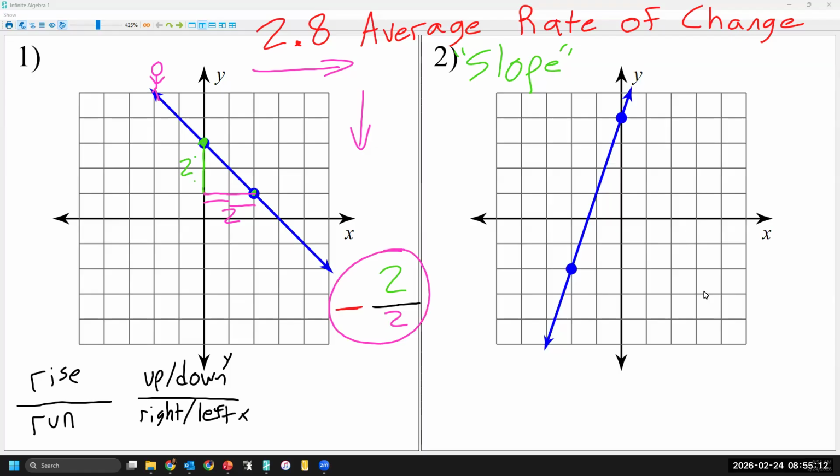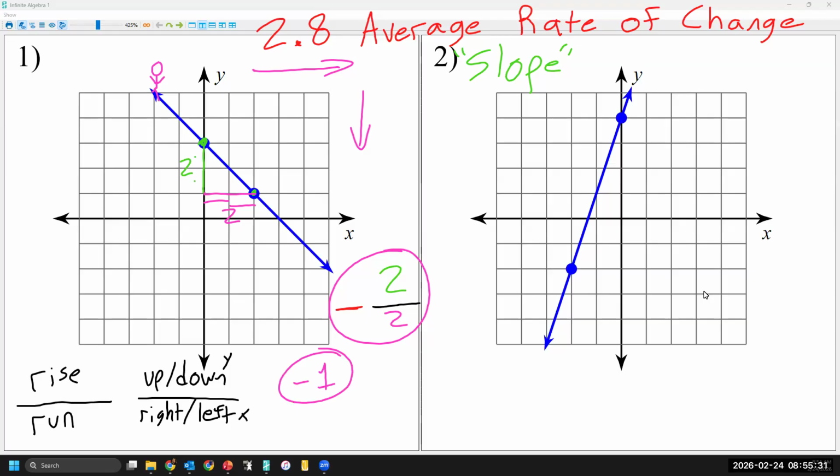That's not a simplified answer, but that is an answer. It is a correct answer. I'm going to simplify that though and say, oh, well, 2 divided by 2 is just 1. So I can say my answer is negative 1. There's my slope.